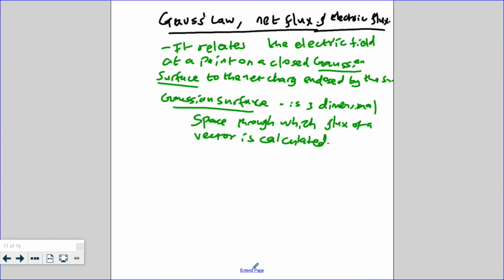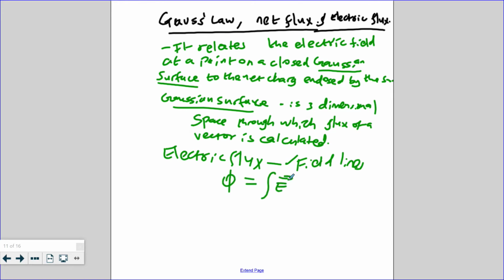So let us briefly have a look at electric flux. For you to understand the concept of electric flux, we simply think of field lines. We think about the number of field lines piercing a unit area of a surface; the higher the number, the higher the electric flux. The electric flux is found by the electric field times the change in the area. That is how we find the electric flux.